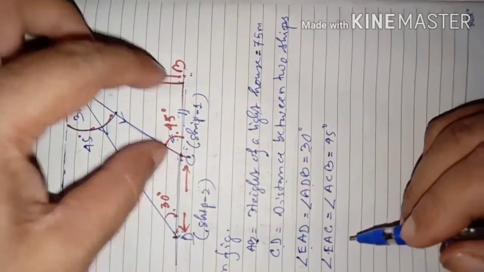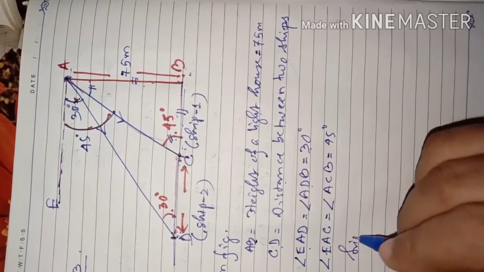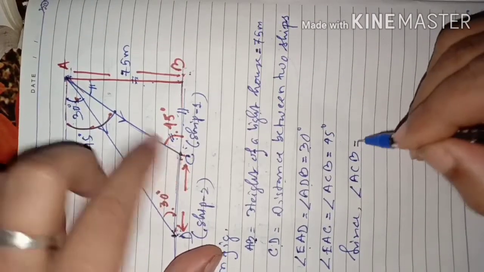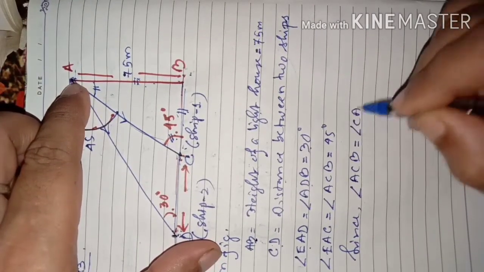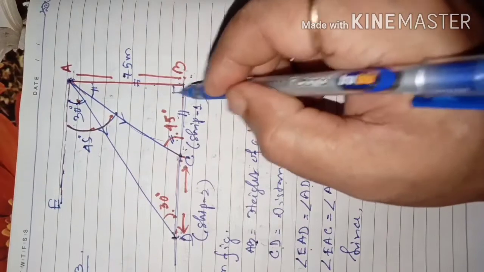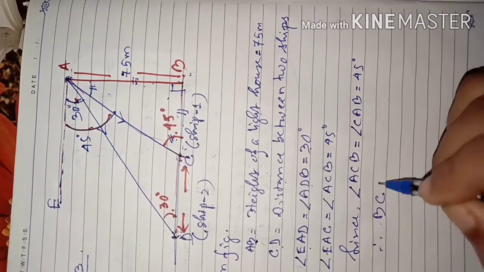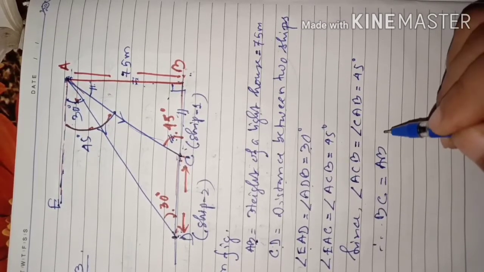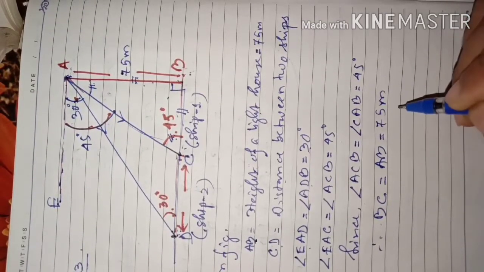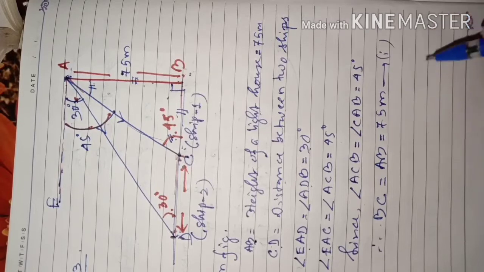So understand, this is 75 means this is 75. So we'll write that one. Since angle ACB, this one, is equal to angle CAB, which is 45. Here the reason is, this angle is 90 degree, that's why this is 45, this is 45. Therefore, BC will be equal to AB, opposite sides of equal angles. So it will be equal to 75 meter. Or by taking tan 45, perpendicular by base, that way you can also solve. So I have marked it as 1.